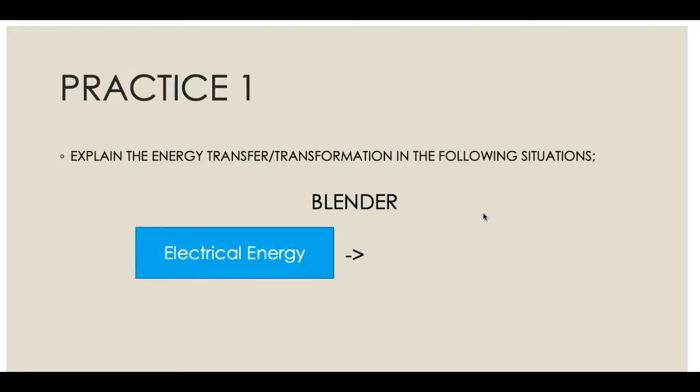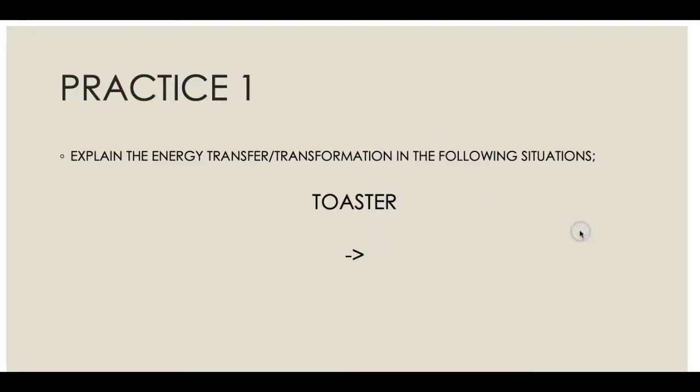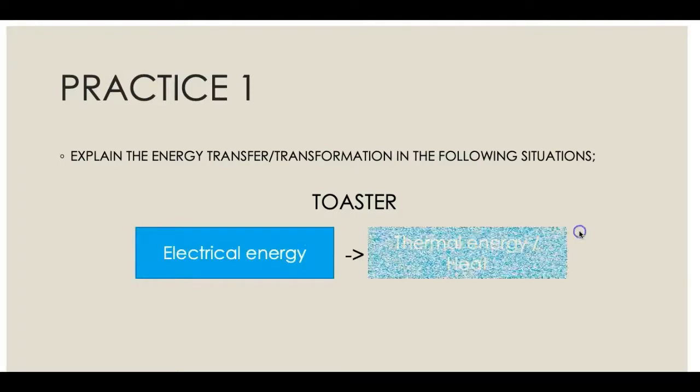And then the next one is a blender, where it is initiated by electrical energy to kinetic energy with the blending of the blender blades inside. And for the toaster, obviously it's from electrical energy into thermal energy or heat for the toaster to toast our bread.